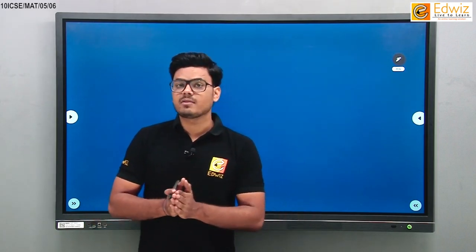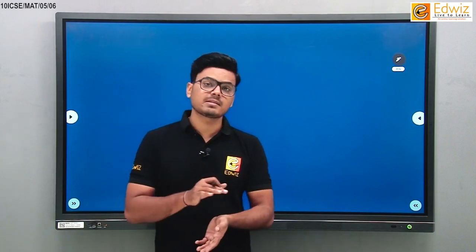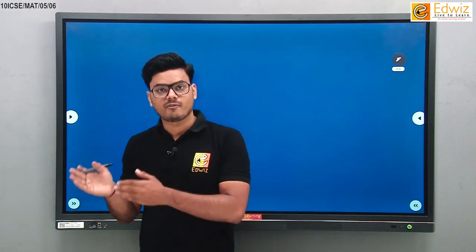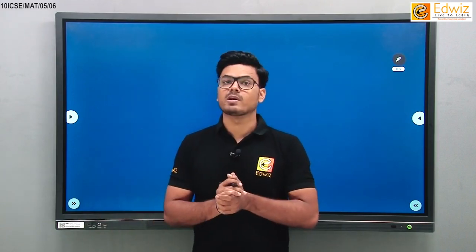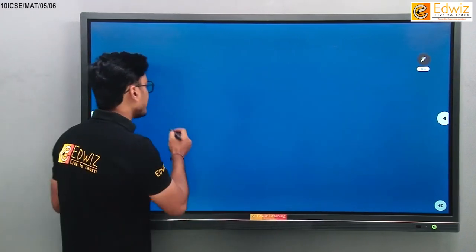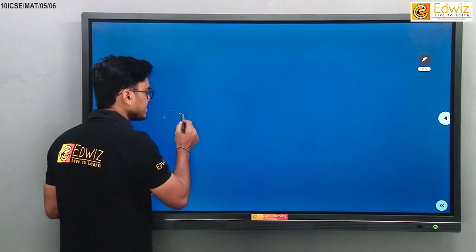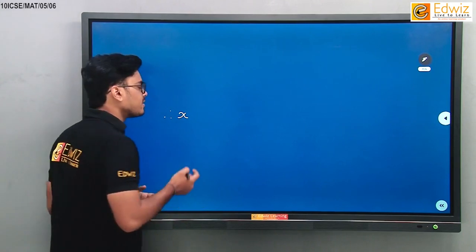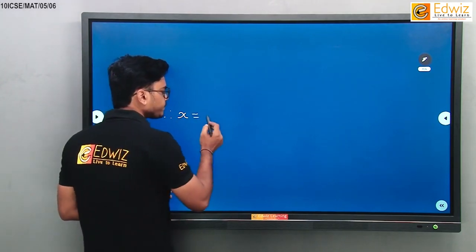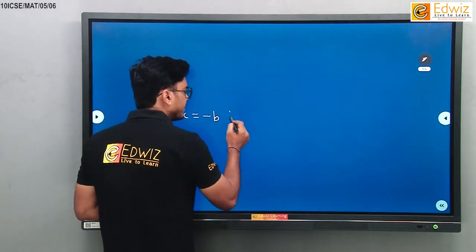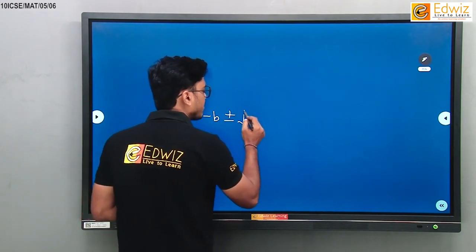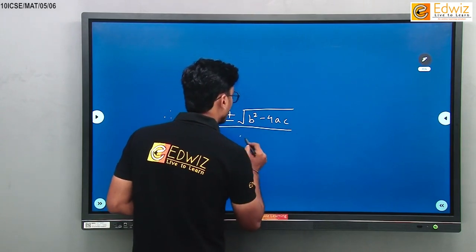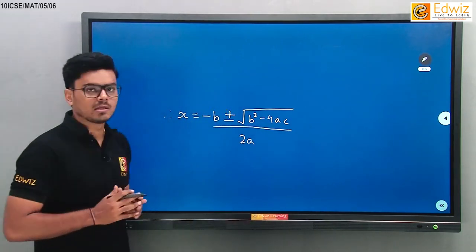Now we are going to start with the next exercise, but in the previous session I told you how to solve quadratic equations using the formula. We discussed one formula to solve quadratic equations, right? And that formula, we derived it in the previous session, is this: that the variable inside the quadratic equation, x or any other variable, is equal to minus b, either plus or minus square root of b square minus 4ac, divided by 2a. This is the formula, correct?